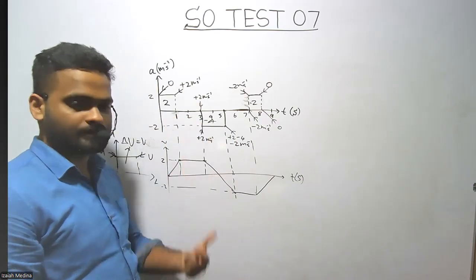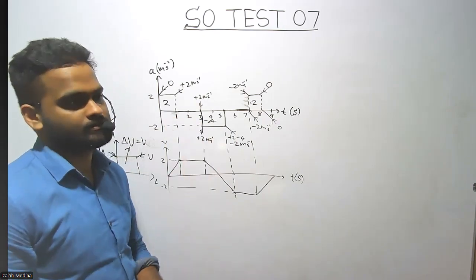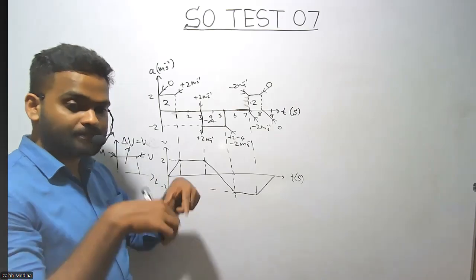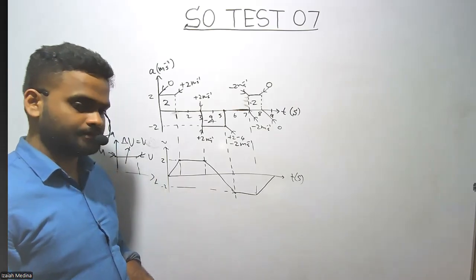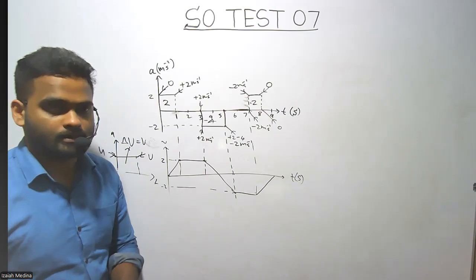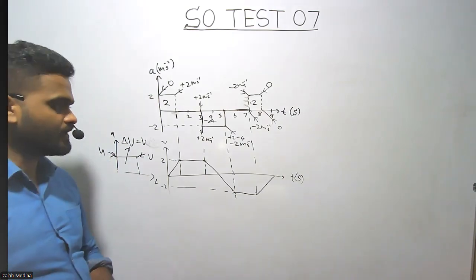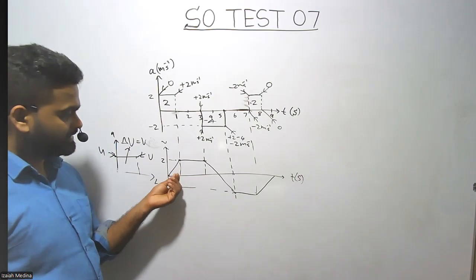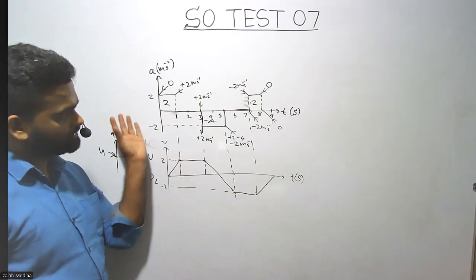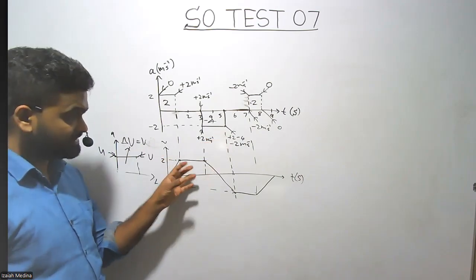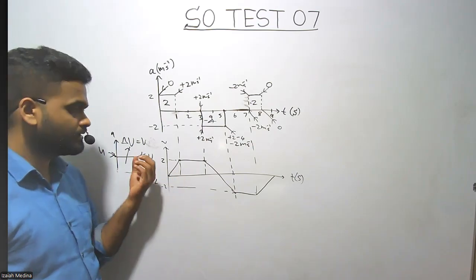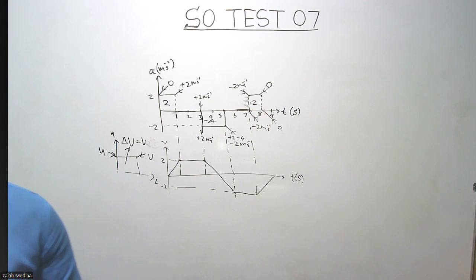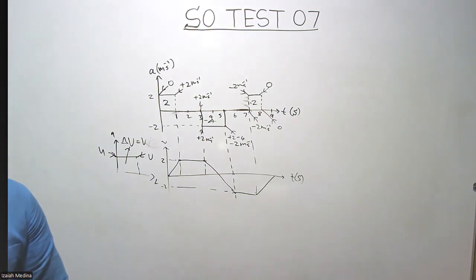You have to redraw these and practice these, right? If you need to get an in-depth understanding of these, you have to do these on your own as well once you understand them. So according to this, it is clear that the maximum velocity this can achieve is 2 meters per second, right? 2 meters per second. So the answer is the third one.